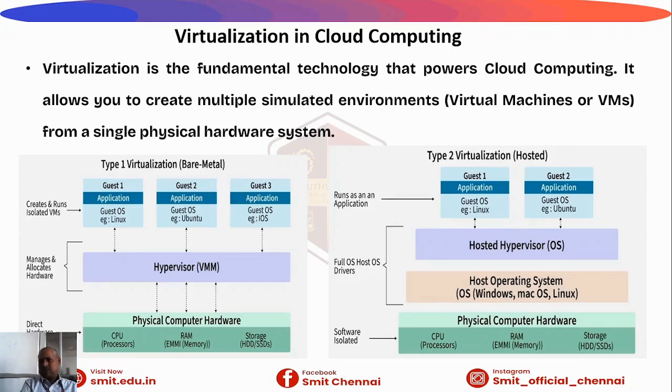Second one is type 2 virtualization, like the hosted model. It runs the same as an application. A full OS host delivers software isolation. This has CPU, RAM and storage as the basic fundamentals. This is the physical computer hardware. Second one is the host operating system, like Windows, Mac OS or Linux. Third one is the hosted hypervisor. Depending upon the OS, we have to separately install open source software like Linux or Ubuntu as an application for use as a guest OS, for guest 1, guest 2.